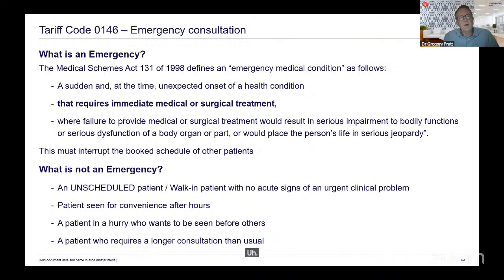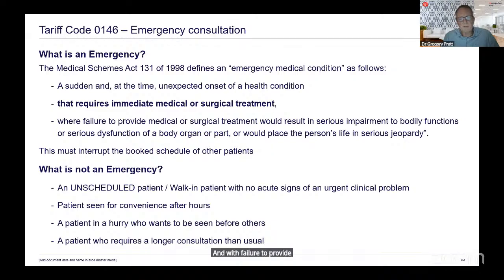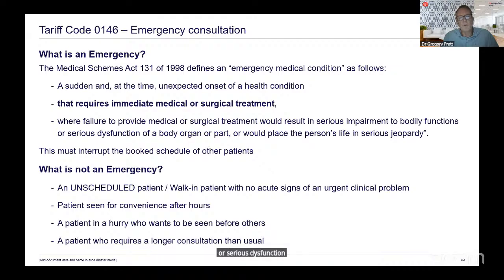These patients should not be left to wait on the side until you are available to see them. They need to be seen urgently. And where failure to provide that medical or surgical treatment would result in serious impairment to bodily functions or serious dysfunction of a body organ or part, or would place the person's life in serious jeopardy. So this must typically interrupt the booked schedule of other patients.